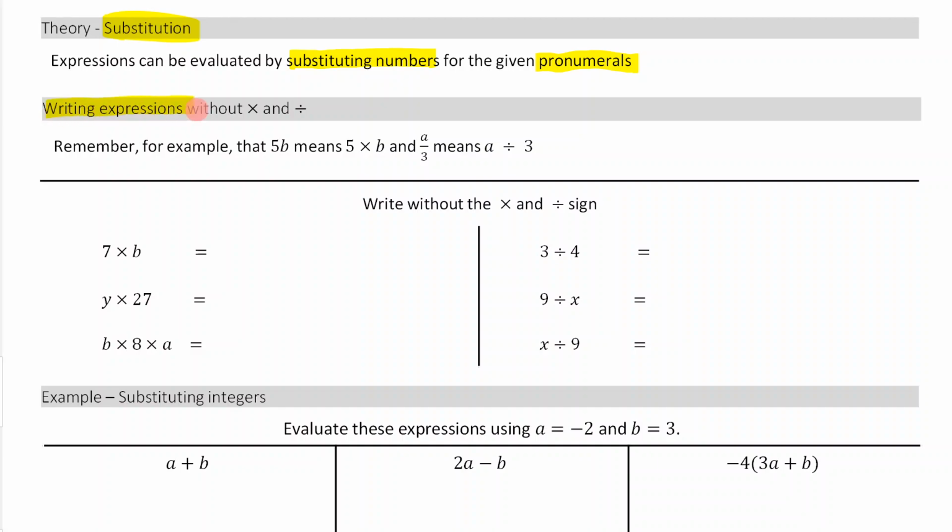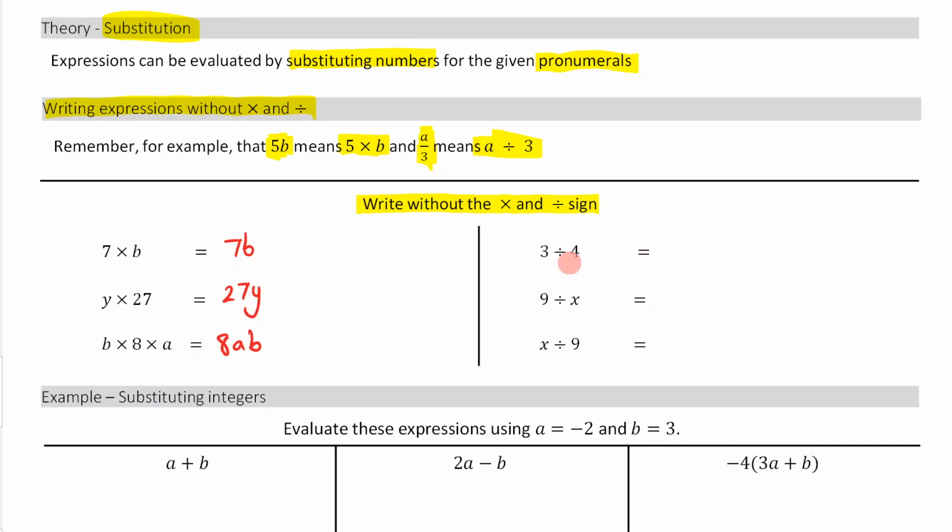And that is that we can write expressions without multiplication or division signs. So remember, for example, that 5b means 5 times b, and a over 3 means a divided by 3. So let's see if we can now write without the multiplication or division sign the following expressions. So if I have 7 times b, well, that's just 7b. If I have y times 27, that's just going to be 27y. If I have this, it's just going to be 8ab. So as you can notice here, my number always comes first, then followed by my pronumerals.